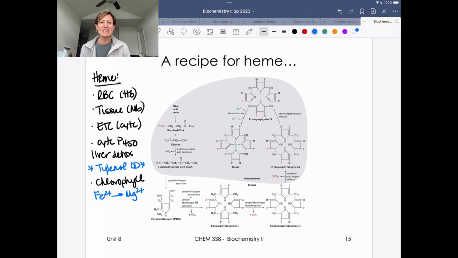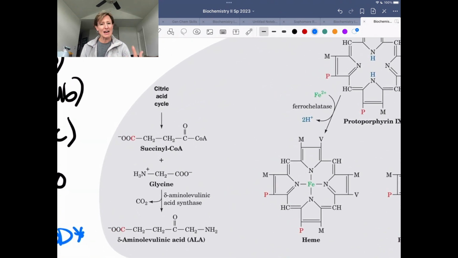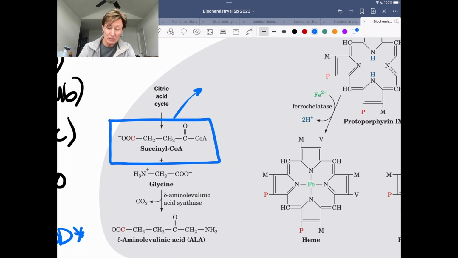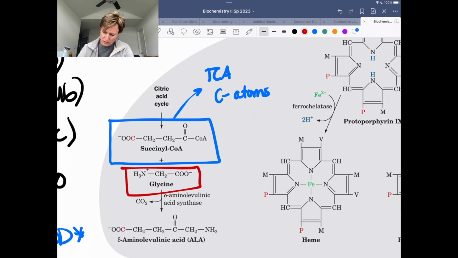I'm not going to go through the details for how we synthesize heme, but if we think about what a recipe is for heme, one of the things that I want to sort out here and highlight is the fact that we have carbon atoms that we need to have and nitrogen atoms that we need to have. So fundamentally, when we're thinking about carbon atoms, a great place to siphon building blocks off of is the citric acid cycle. So the citric acid cycle is going to be a great source of carbon atoms. And then amino acids are going to be a great source for nitrogen atoms.